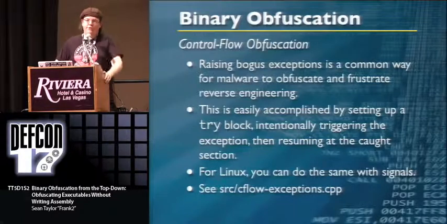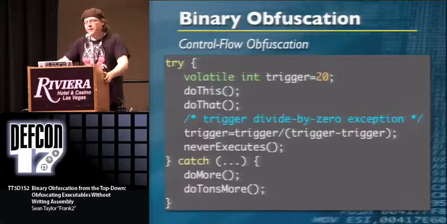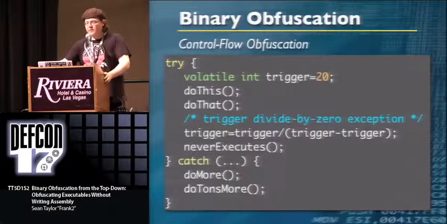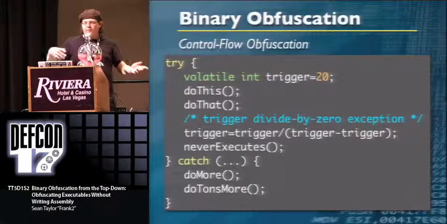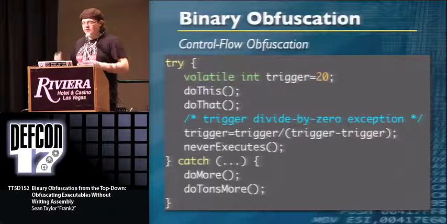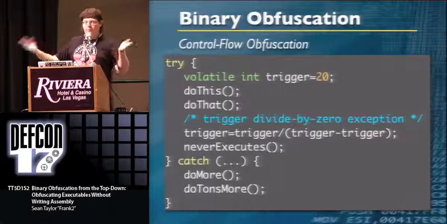I have another source file for this, CFlow exceptions. I also have an example here. It's actually very simple. We make our trigger volatile so that it doesn't get optimized away and wipe out our try block. Then we do this, and then we do that. Then we trigger our divide by zero exception, which is caught at the catch block. And then it does more, and then it does a whole lot more, and whatever we want.